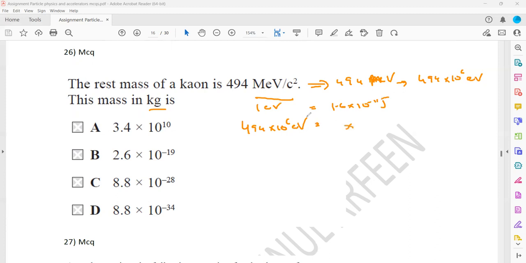So this many electron volts will be X. Cross multiply, and we'll get the energy in joules. And then we'll use the formula E equals mc squared. After getting the energy in joules, which is 494 times 10 to the power 6 times 1.6 times 10 to the power minus 19, that is the energy in joules, divided by the speed of light squared, (3 times 10 to the power 8) squared. So this will give us the mass in kilograms, or the rest mass of this particle in kilograms. So C will be the right answer.